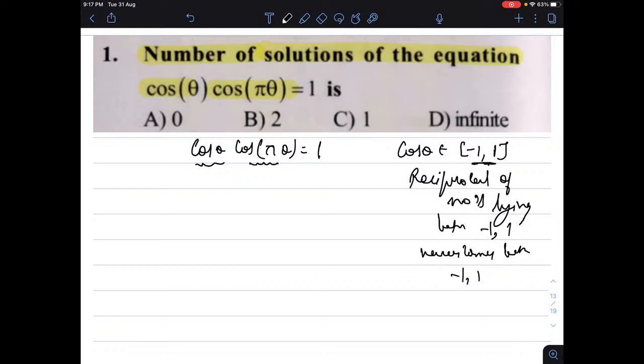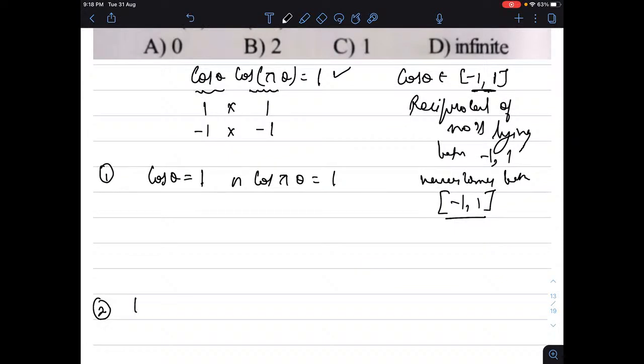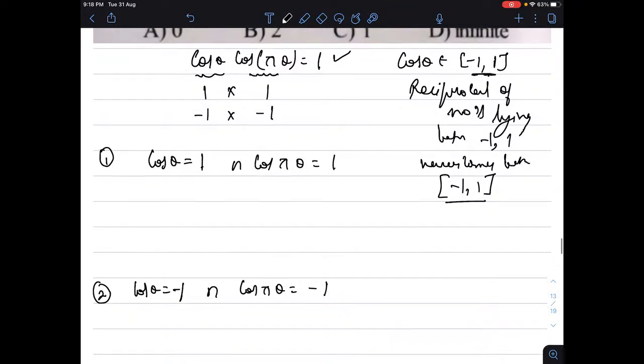This might be clear to all of you. So that means definitely the first number should be 1 and the second number should be 1, or the first number should be -1 and the second number should be -1 for the final result to be 1. Hope you guys have got my point. That means what, my dear students? Cos theta should be 1 and at the same time cos of pi theta should be 1. This is case 1 you have to consider over here. And case 2 would be what? Cos theta is -1 and at the same time cos of pi theta is also -1.